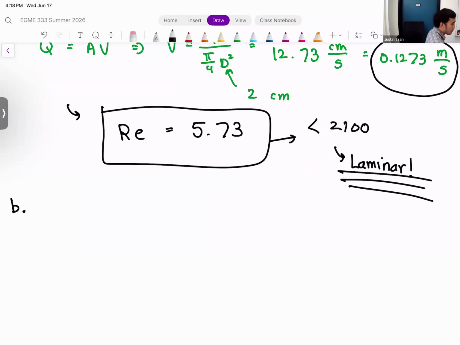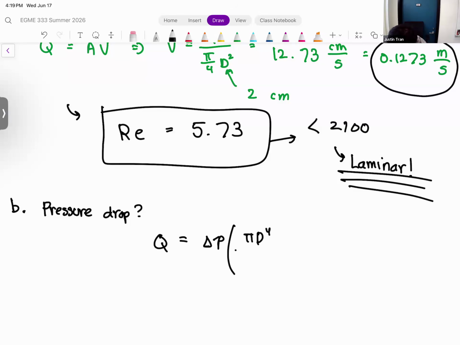Part B asks us to compute the pressure drop for this flow situation. To do that, we're going to use our Hagen-Poiseuille equation here. So our equation is Q is equal to delta P times pi d to the fourth divided by 128 mu times L.